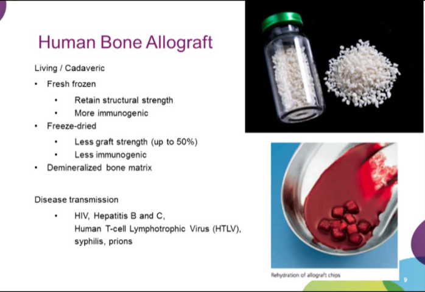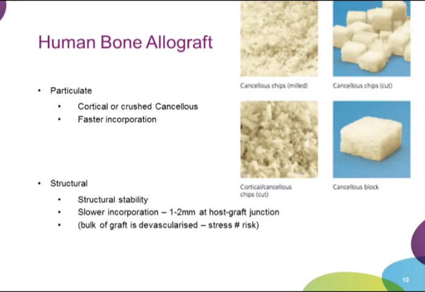This is just a random picture from the internet, but that's usually the form it comes in, a little glass vial. When rehydrating the bone graft, one way is just using autologous blood, but bone marrow can also be used to rehydrate the material. It comes in different forms, particulate or structural, and we really only have particulate forms here, with granules.